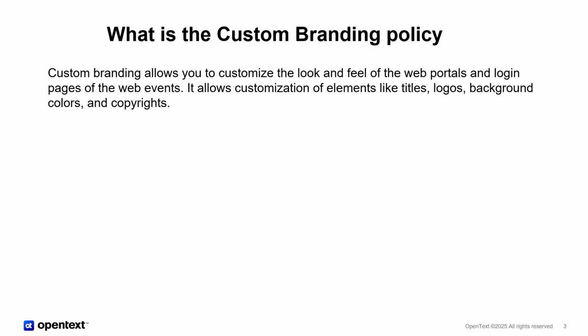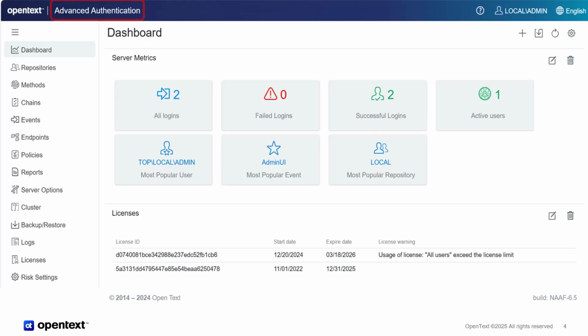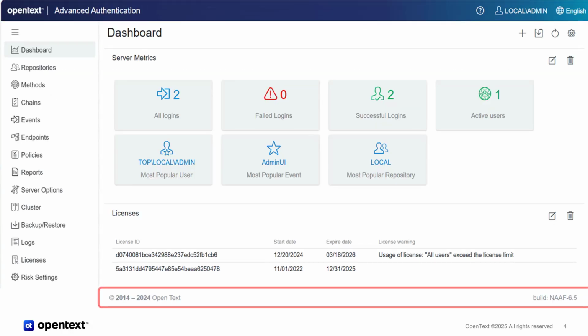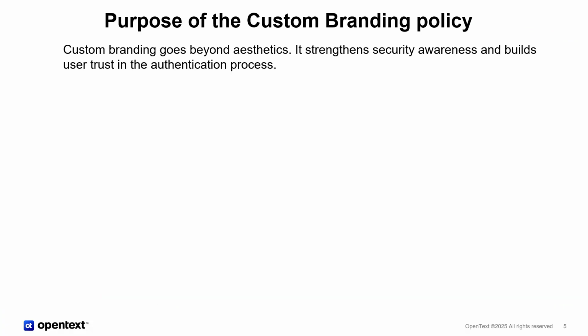The custom branding policy allows you to customize the look and feel of the web portals and login pages of the web clients. By configuring this policy, you can change the title, logos, background colors, copyrights, and so on. Custom branding is not just about the page aesthetics. It also contributes to security awareness and user confidence in the authentication process.